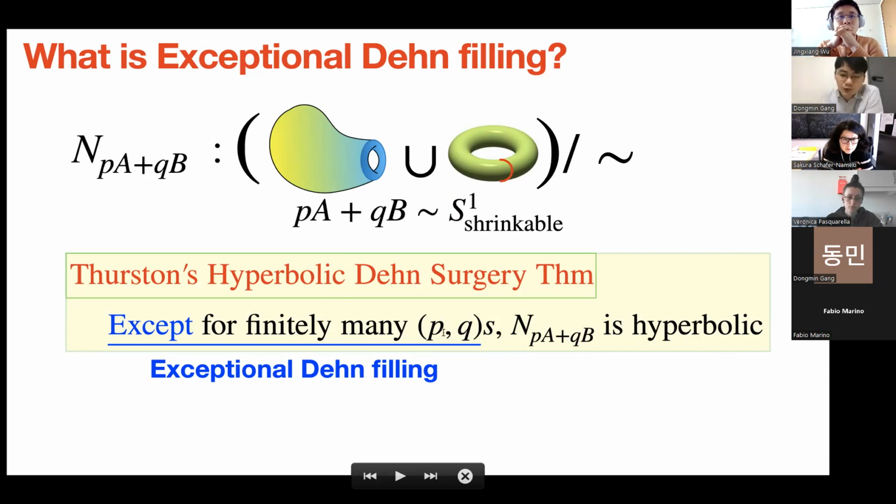And these choices of P and Q are the exceptional Dehn fillings. So exceptional Dehn filling gives a manifold which is non-hyperbolic. We start from the hyperbolic manifold, then after the exceptional Dehn filling, it becomes non-hyperbolic. Non-exceptional Dehn filling means that the resulting closed manifold is hyperbolic, and when the resulting manifold is non-hyperbolic, we call it exceptional Dehn filling.